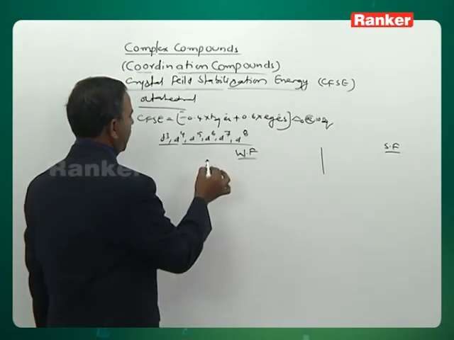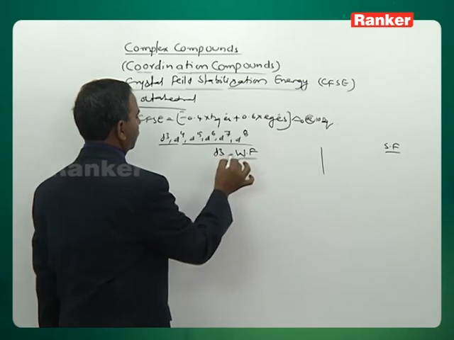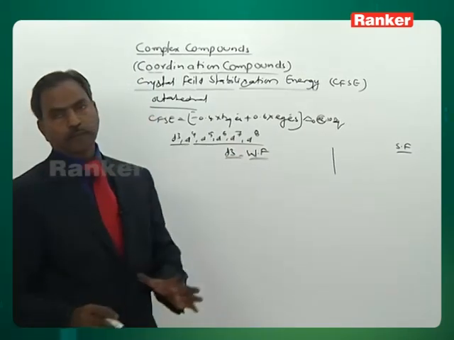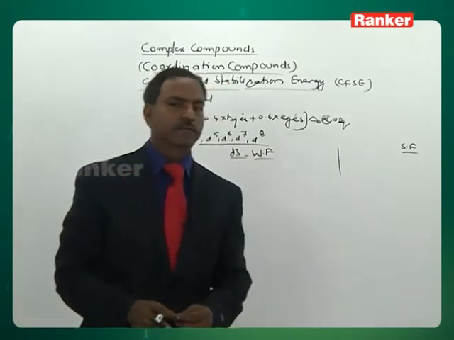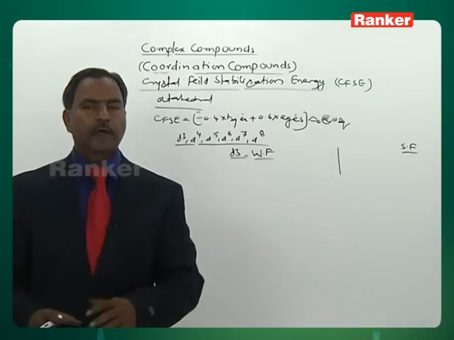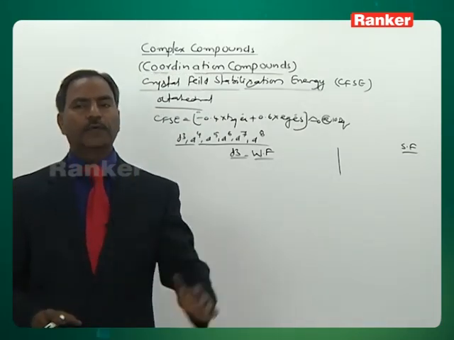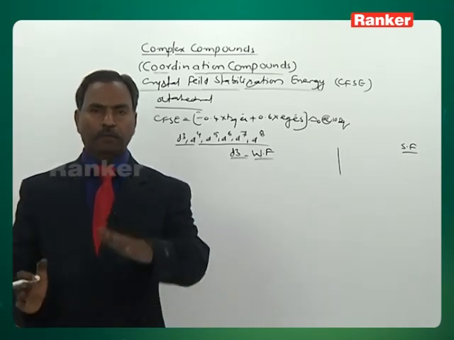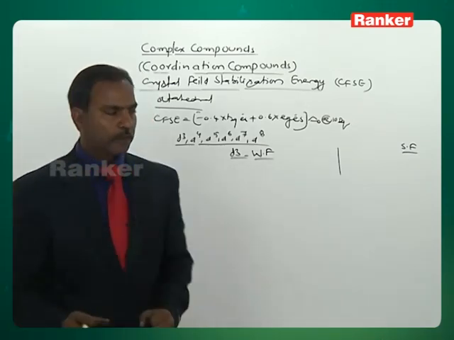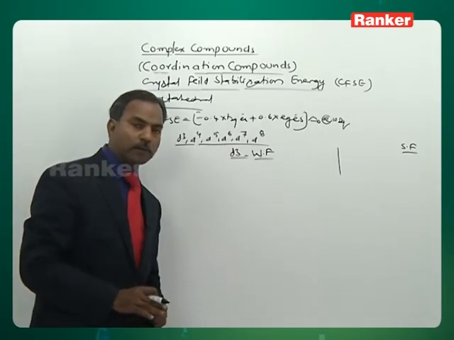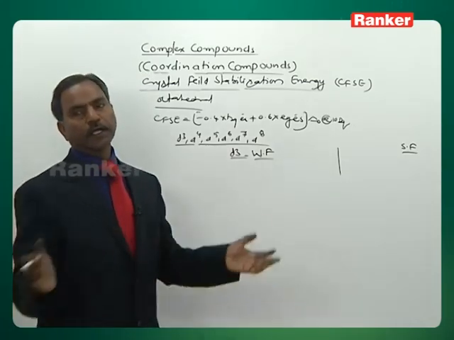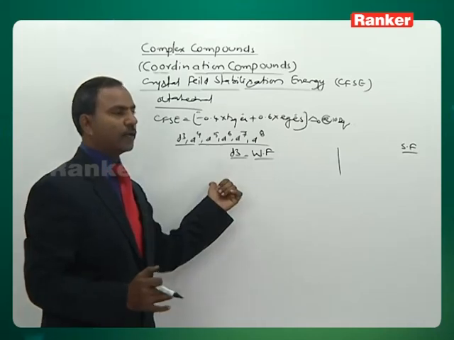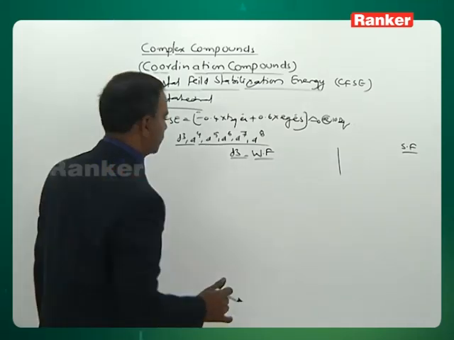Now, first take d3 weak field. But one thing, we should know the distribution of electrons. I have already given the distribution table, showing how the electrons are distributed in t2g and eg orbitals in the weak field and strong field, in the form of a table. You should remember how the electrons are distributed. Then only you can easily calculate the CFSE value.